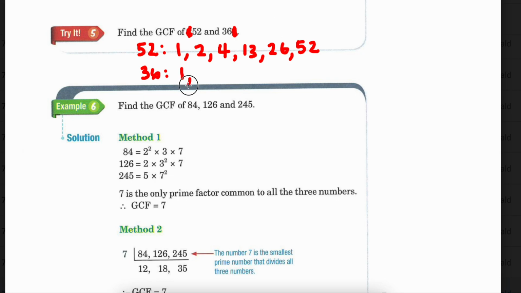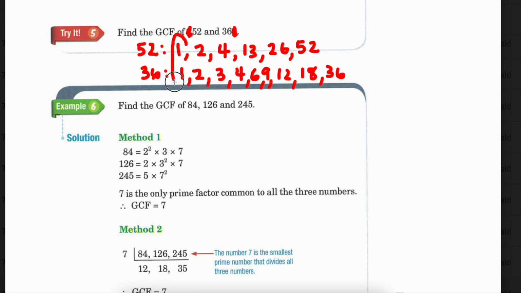Then I have the factors of 36, 1 and 36. 1 times 36 will get there. 2, so half of 36 is 18. 2 times 18, 3 and 12. We have 4 and 9. And then we have 6 times itself, so we'll just put 6 in there one time. All right, so those are all our factors for 52 and 36.